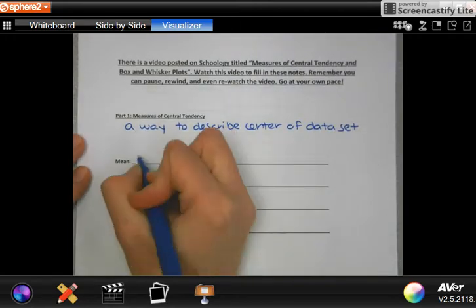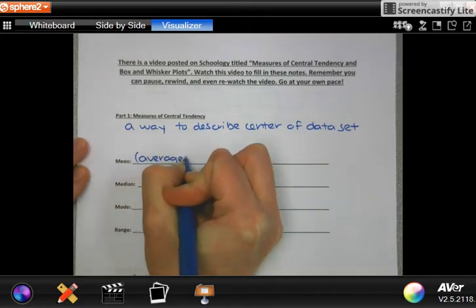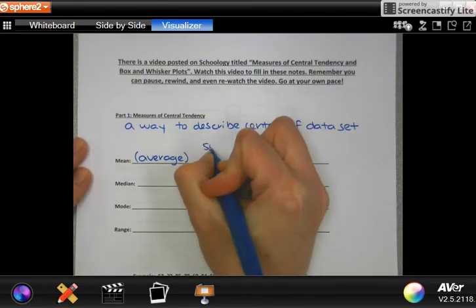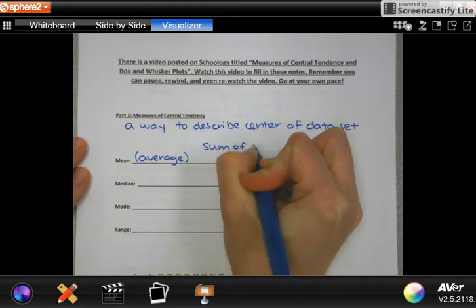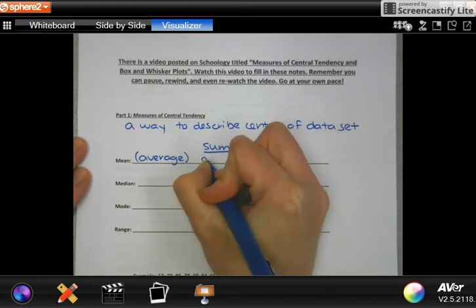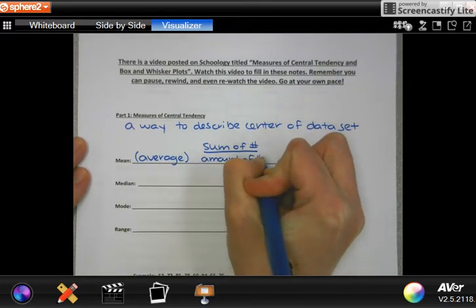The mean, another word for that is average. That's the first of the measures of central tendency. So how you find the mean, it's the sum of the numbers divided by the number of numbers.